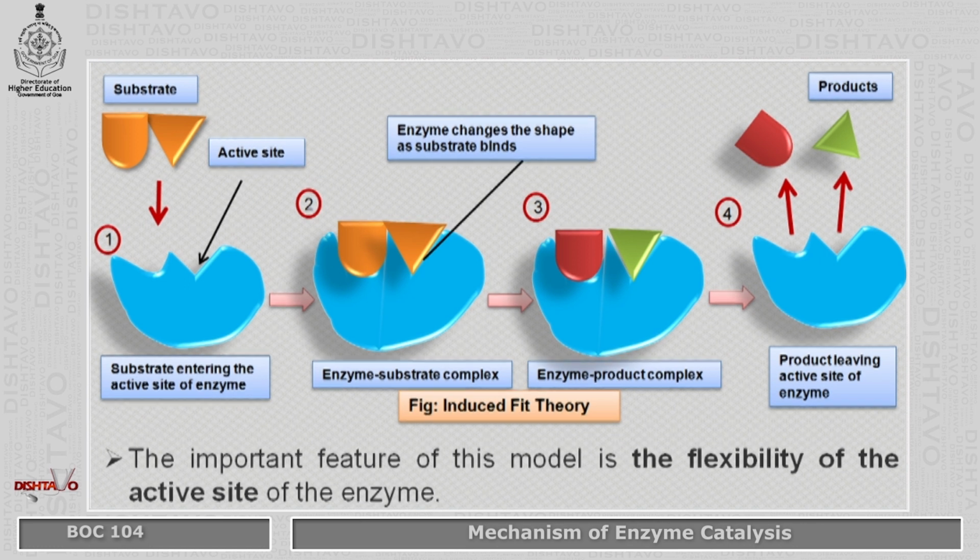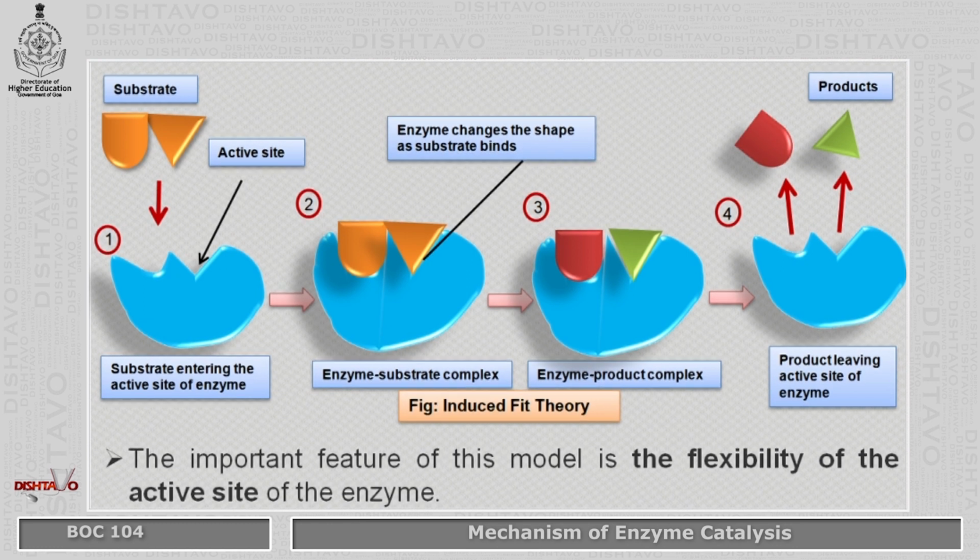When the substrate molecules are far away from the enzyme molecule, the enzyme molecule does not retain its normal configuration at the active site. But when the substrate molecule reaches the enzyme molecule, the enzyme changes shape as the substrate molecule binds, due to which there is a formation of the enzyme substrate complex.